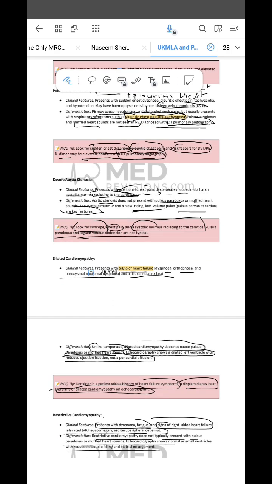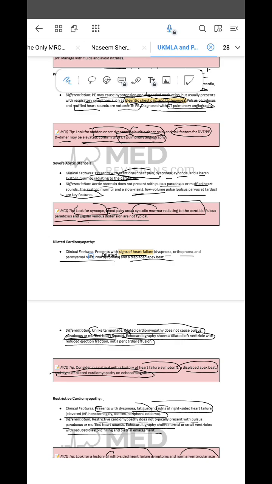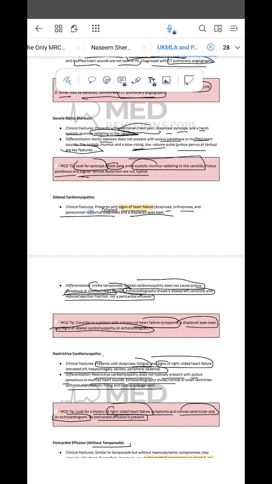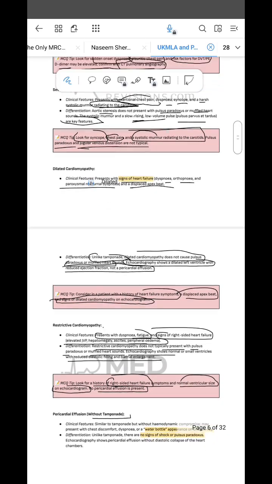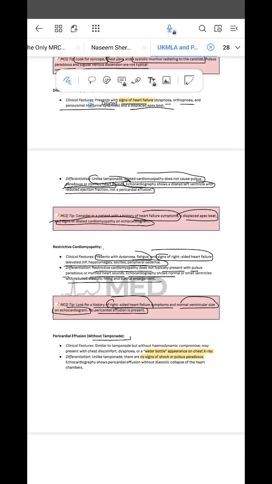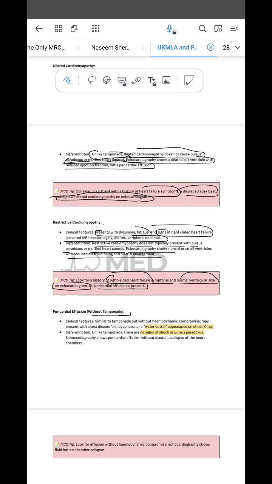In dilated cardiomyopathy, there are signs of heart failure, meaning dyspnea, orthopnea, and paroxysmal nocturnal dyspnea. At night there is chest tightness and shortness of breath, and a displaced apex beat. We differentiate this from cardiac tamponade. In restrictive cardiomyopathy, we look for right-sided heart failure and normal ventricular size, and there is no pericardial effusion. But in cardiac tamponade, pericardial effusion is present.